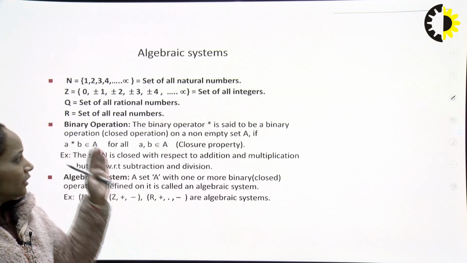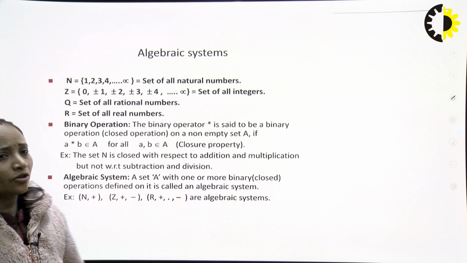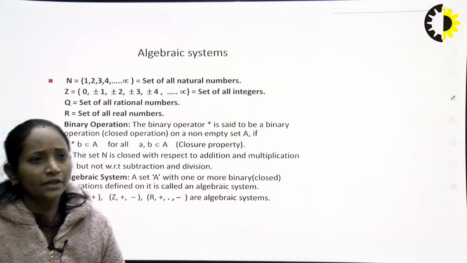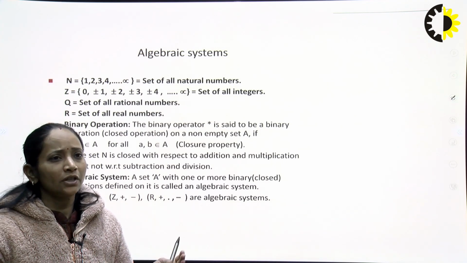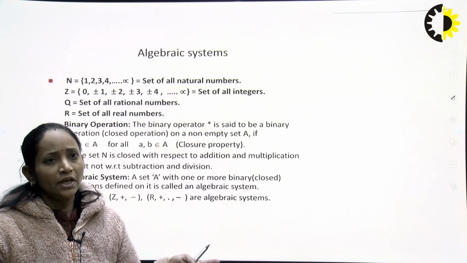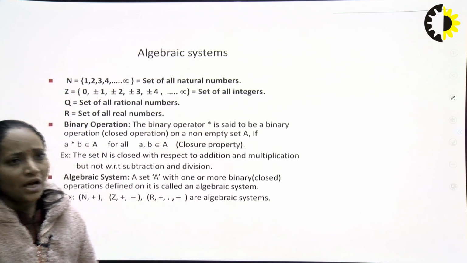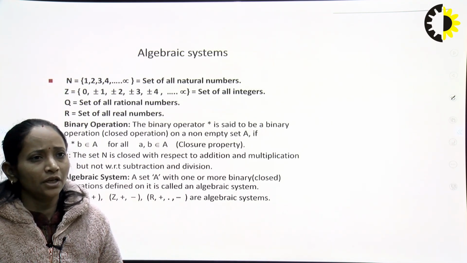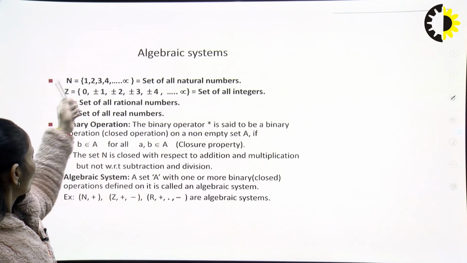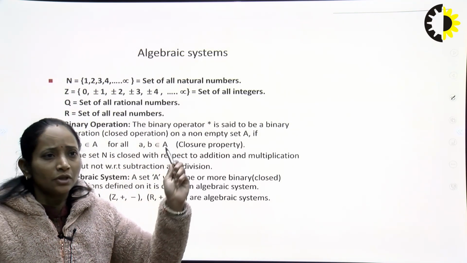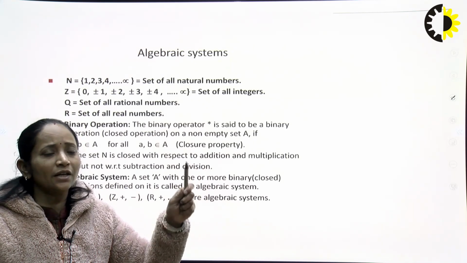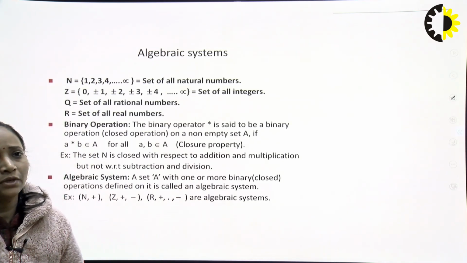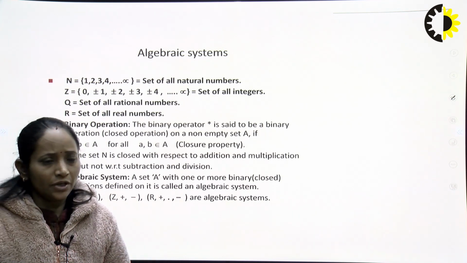Here N is represented by the set of all the natural numbers, meaning 1, 2, 3, 4 up to infinity, where Z is represented by the set of all the integers, meaning positive integers as well as negative integers. Q is the set of all the rational numbers and R is the set of all the real numbers. If we are talking about N, Z, Q and R, it means the set of natural numbers, set of integers, set of rational numbers and set of real numbers.